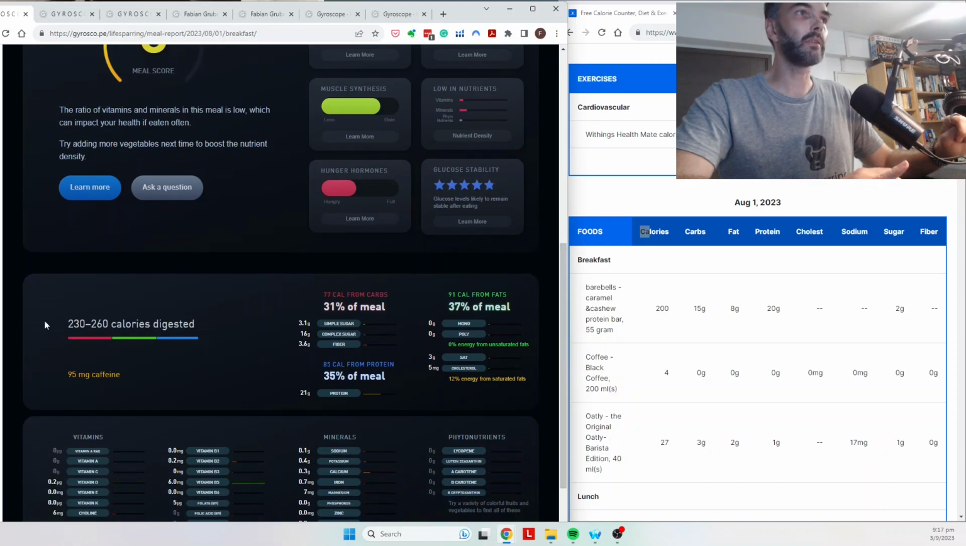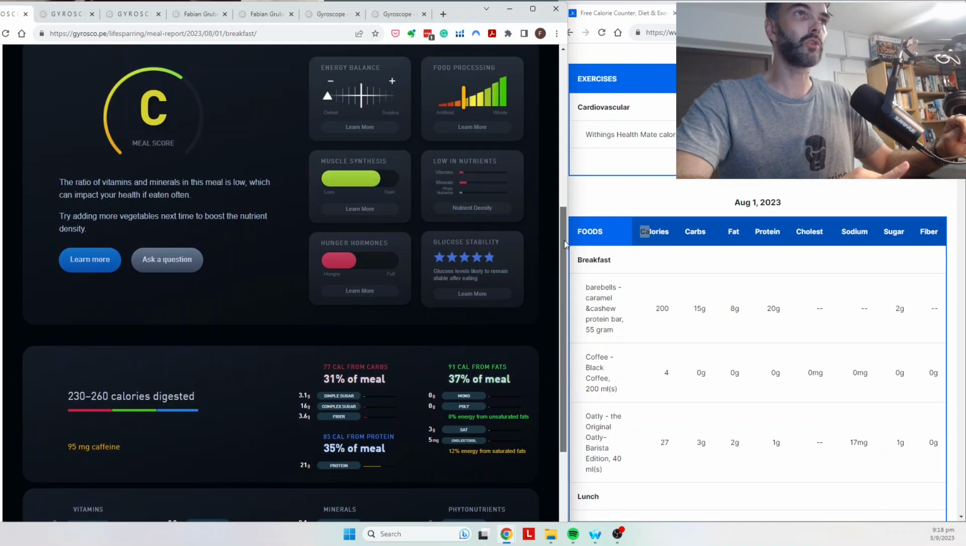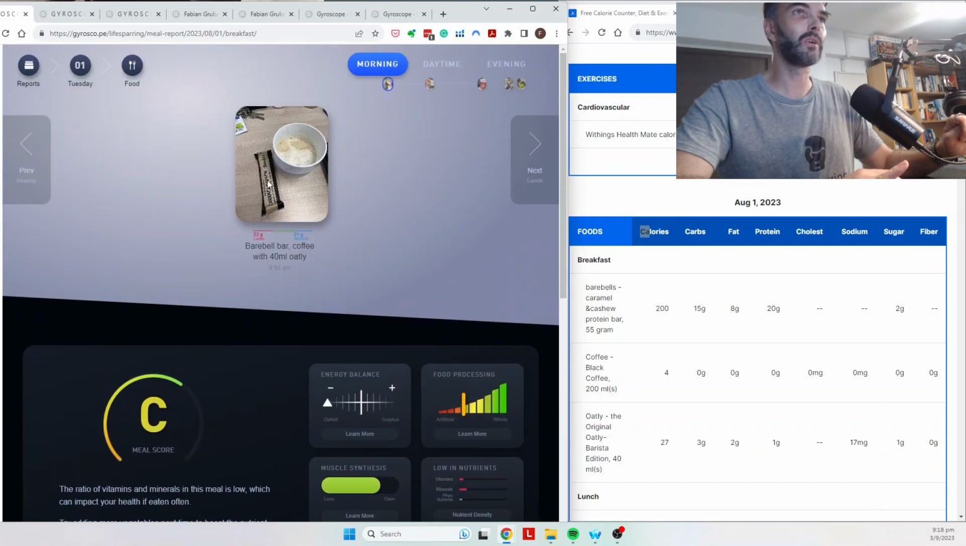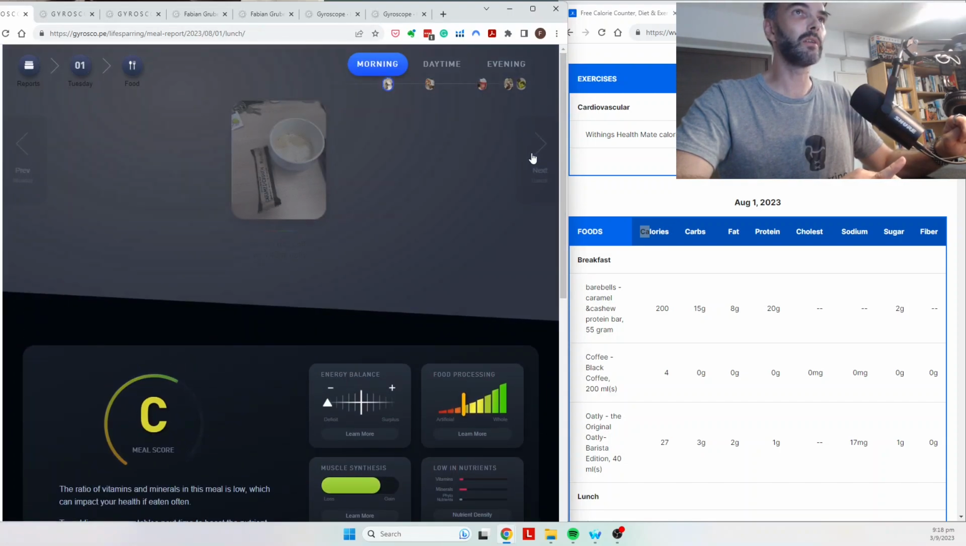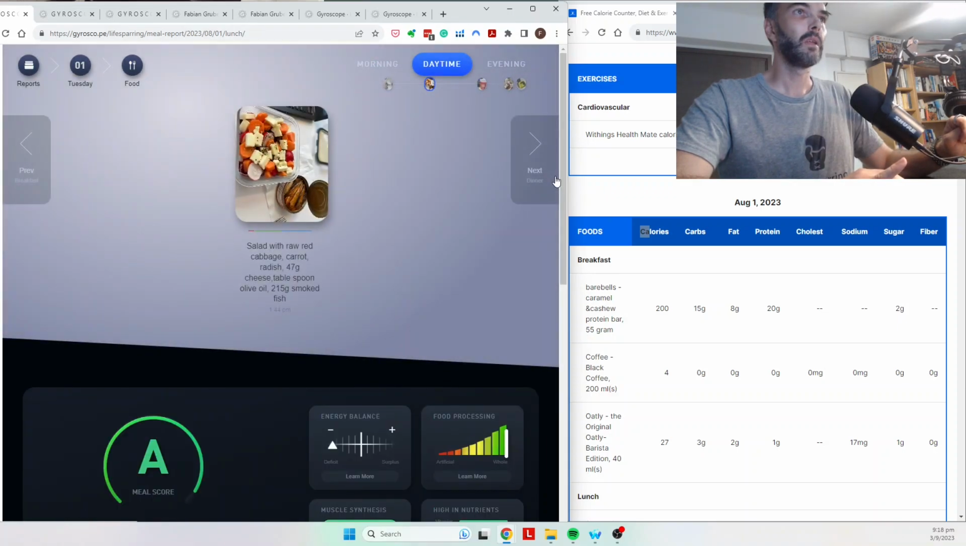So the estimate of Food X-ray is 230 to 260 calories. In MyFitnessPal, I was at 231 calories, so that's pretty close. And also here the percentages of the macronutrients, so carbs, protein, fats, are all within 2%, so that's pretty close. So good job here, but that's also a very easy hurdle, I would say. A bit trickier, the lunch.